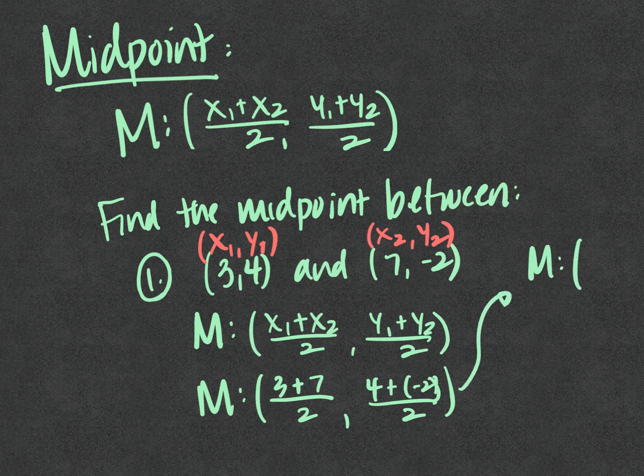So then our midpoint would be 3 plus 7 is 10, divided by 2 is 5, and 4 plus negative 2 is 2, divided by 2 is 1. And that's our midpoint. Now, if you think about it, 5 is between 3 and 7, and 1 is between 4 and negative 2. So that's always a good start. Let's do one more.